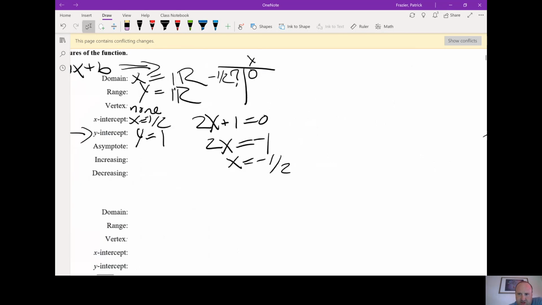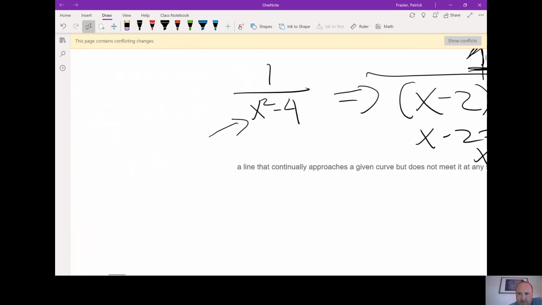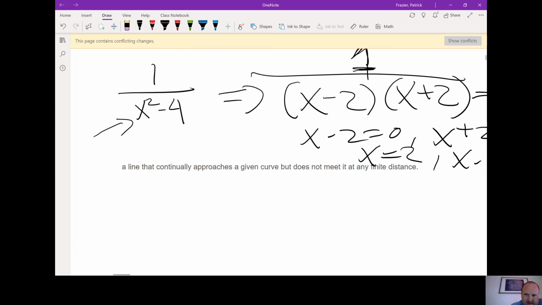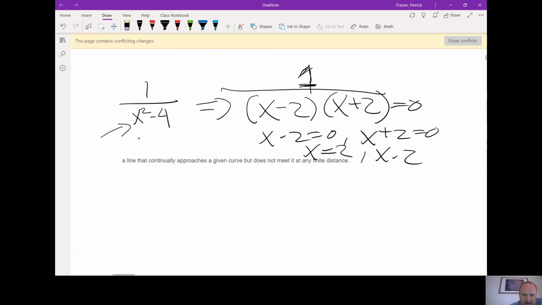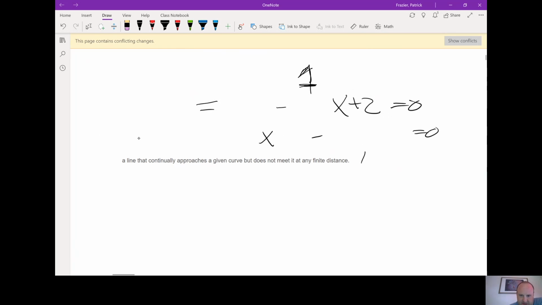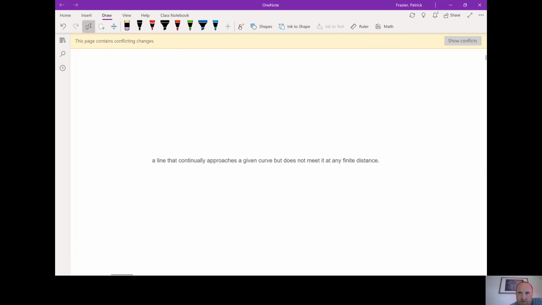And then an asymptote, we could think of, I've drawn out a little blueprint of this algebraically, but I'll just redo that. But the definition is an asymptote is a line that continually approaches a given curve but does not meet it at any finite distance. So it's continually moving towards it, but it never actually reaches it. And typically when we're dealing with asymptotes, we're dealing with ratios, which is just another way of saying a fraction. It's the ratio of one thing into another, which can be written as a fraction.